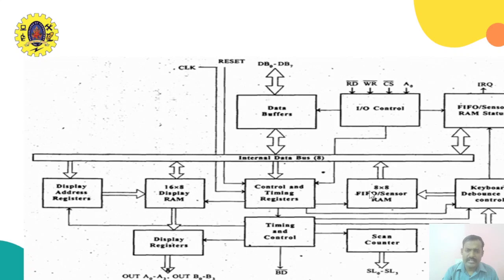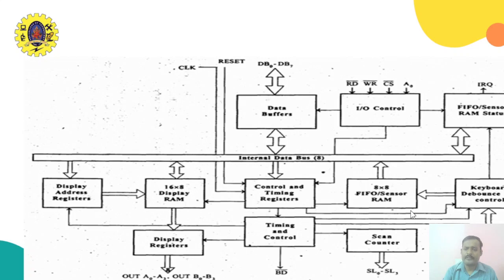From this we have this 8 cross 8 FIFO. FIFO means first in first out, because whatever key is pressed, we need to give it in the same order. That's why we use the first in first out concept. We use 8 cross 8, which means each key will be 8-bit, and I can store up to 8 keys in these RAM locations. Once a key is read, a signal is given to this FIFO sensor RAM, and it gives an interrupt request to the microprocessor. The microprocessor reads from the FIFO sensor RAM and gets the key pressed.